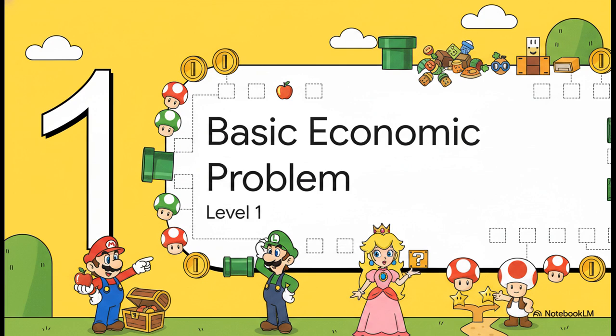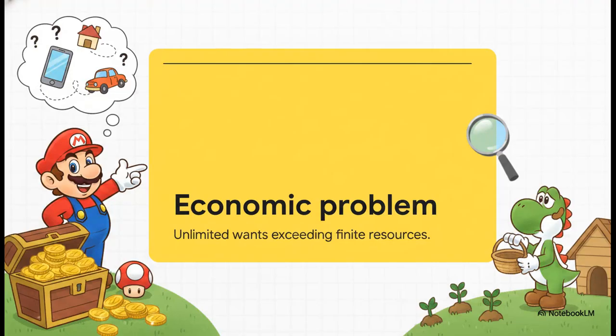This is the core conflict that drives literally every single economic decision we make. So what is the economic problem? Well, it's essentially a massive mismatch where our unlimited wants totally exceed our finite limited resources. Think about playing a video game. No matter how many coins or cool items you collect, your desire for better gear or more power-ups is always going to outpace what the game actually lets you have. And the exact same thing is true in real life.